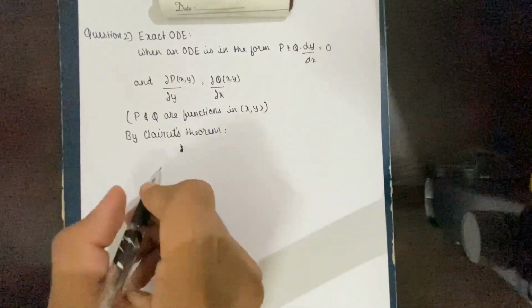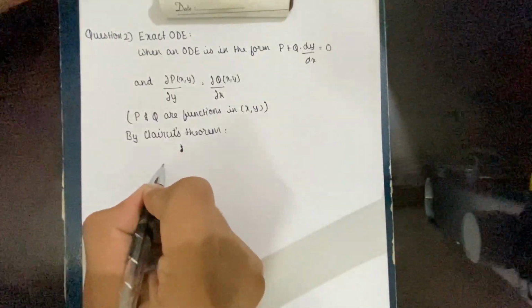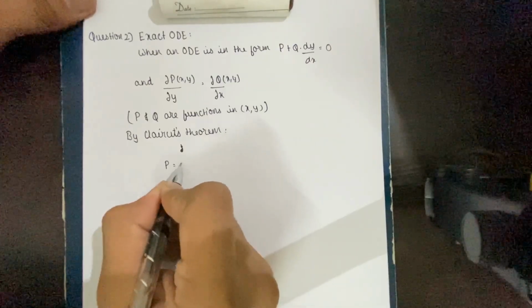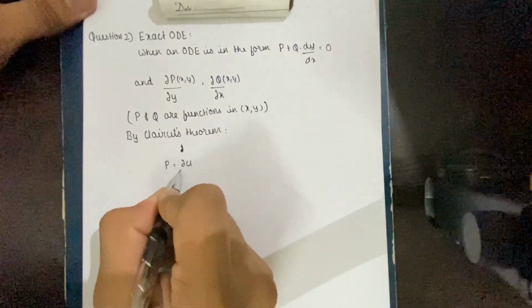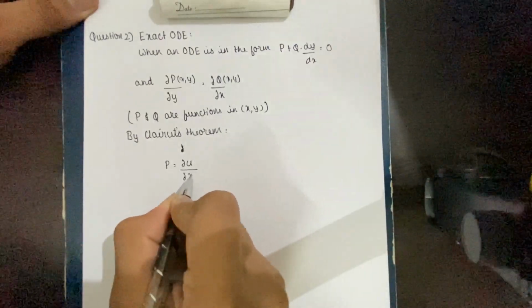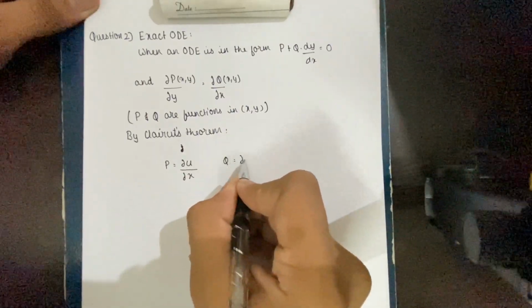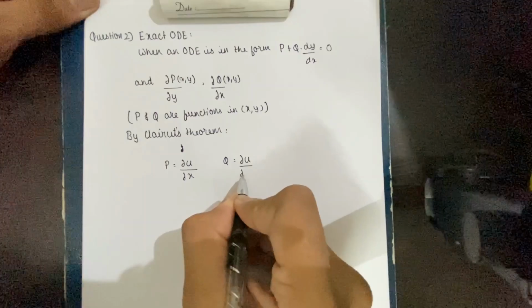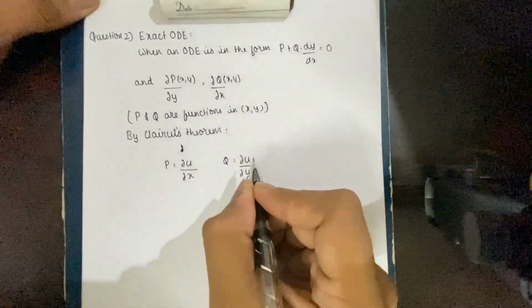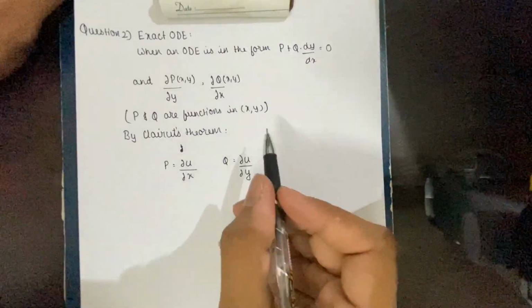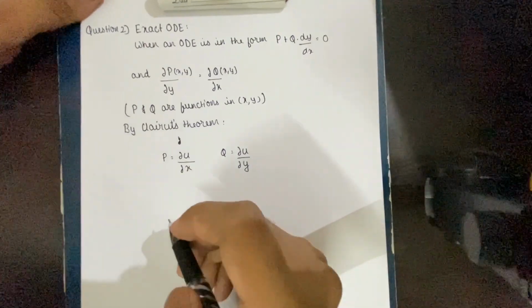By Clairaut's theorem, we know that p is equal to the partial derivative of u with respect to x, and q equals the partial derivative of u with respect to y, where u is the solution of the differential equation.